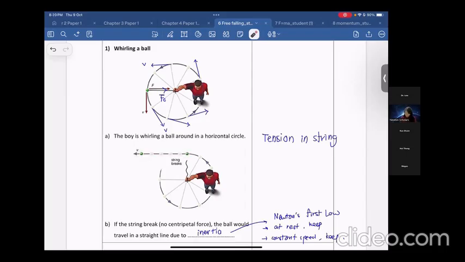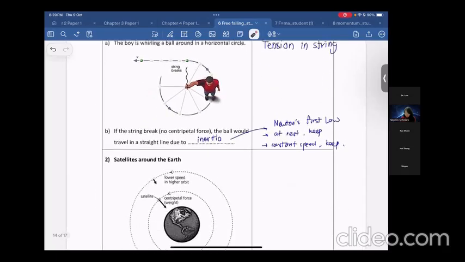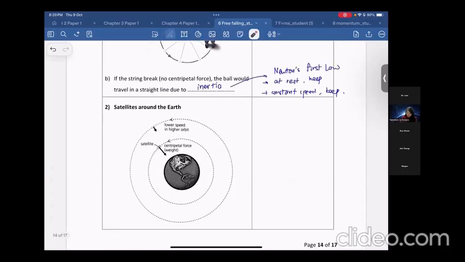Okay, so next, satellite. Why can a satellite move in a circular path around the earth? Actually, there is a centripetal force. What causes this centripetal force? We call it gravitational pull. Gravity pulling will make the satellite keep on changing direction, and at the end, it goes around our earth in circular motion.